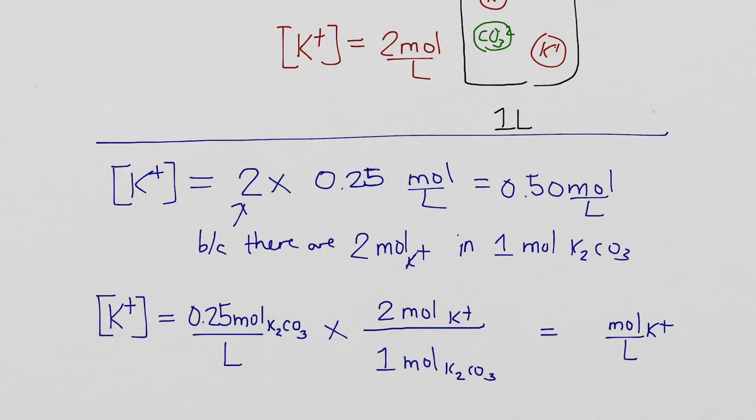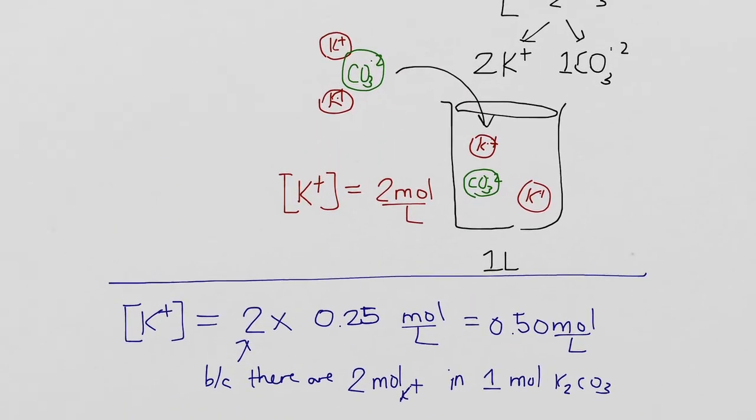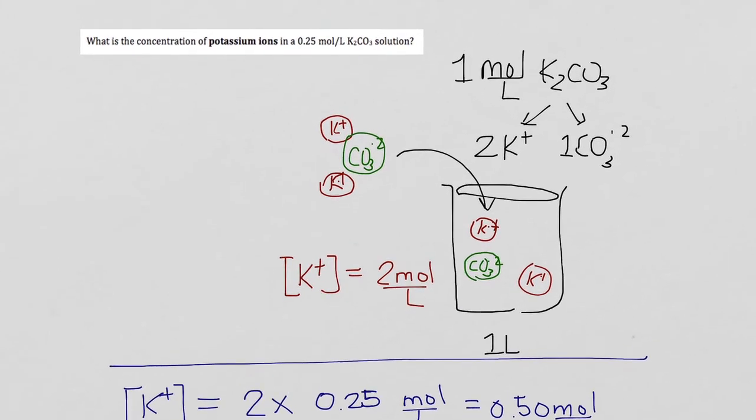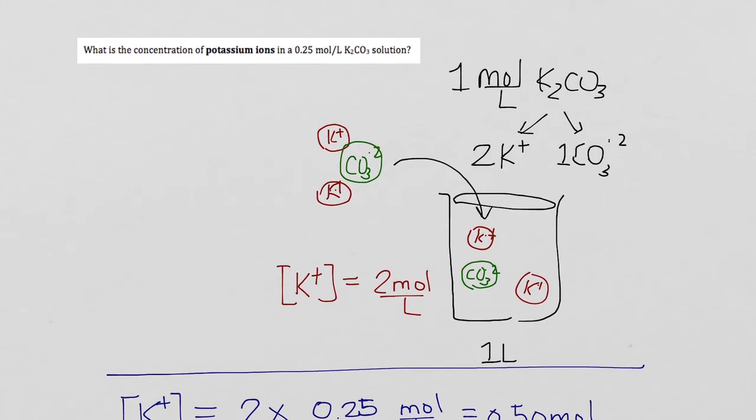Now look at what happens with these units. Moles of K2CO3 cancels, and you're left with moles of potassium ions, and the denominator is left with liters, and you still get 0.5. So this question will work both ways. Either you do this in your head, or you do this, and you can clearly see how the units cancel out. That should all make sense when you think about what's actually happening in the dissociation process.